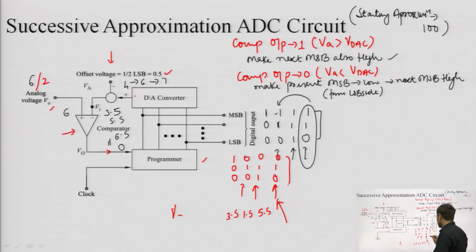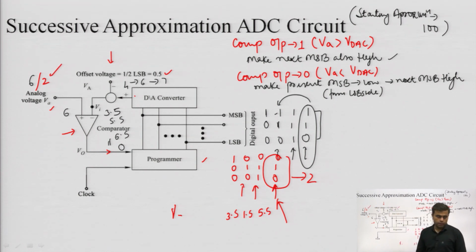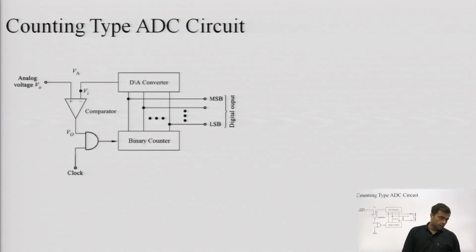So for this 0, 1, 0 we can check that 0, 1, 0 is equivalent to 2 and we have applied 2 already here. So in this way we can convert any analog voltage into a digital voltage using the successive approximation concept.